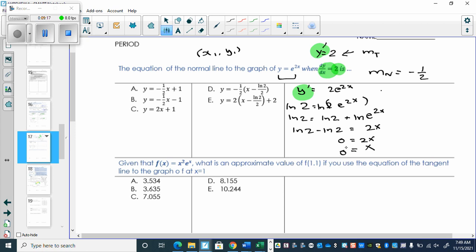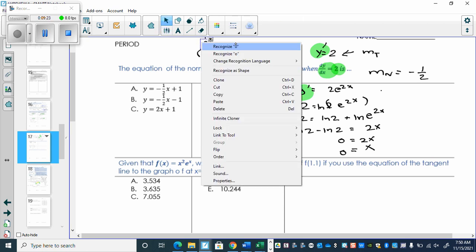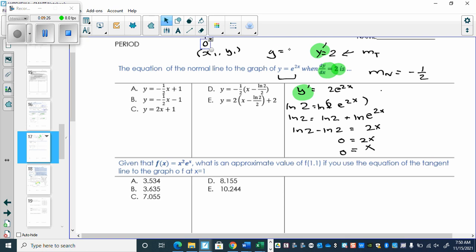So now I have my x value. So that means I can find the y value for that point of tangency. Y equals e to the 2 times 0, or just 1. So now I have my point of tangency. I have my normal line equation. So y minus 1 equals negative 1/2 times x minus 0. If I want to put it in slope-intercept form, y equals negative 1/2 x plus 1.